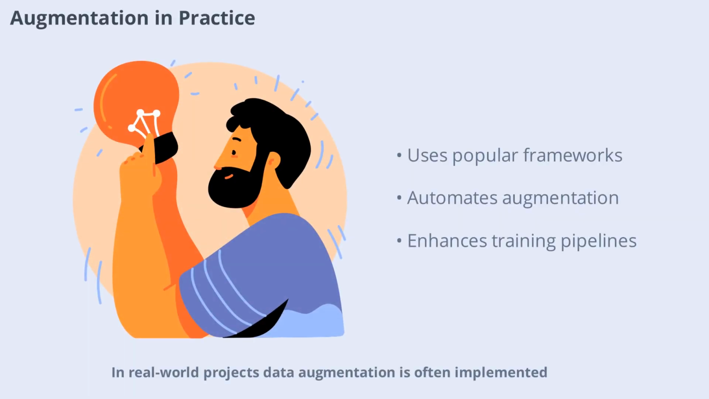In real-world projects, data augmentation is often implemented using specialized libraries and frameworks. Popular tools like TensorFlow, PyTorch, and Keras offer built-in functions to apply a wide range of augmentation techniques. By integrating these tools into the training pipeline, developers can easily enhance their datasets and improve model performance without manual intervention.